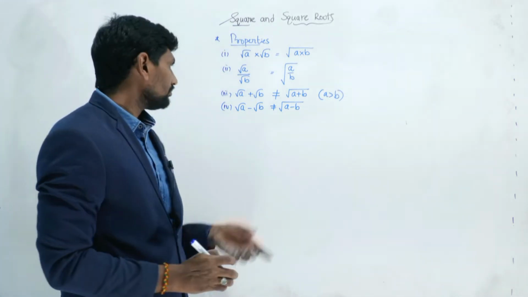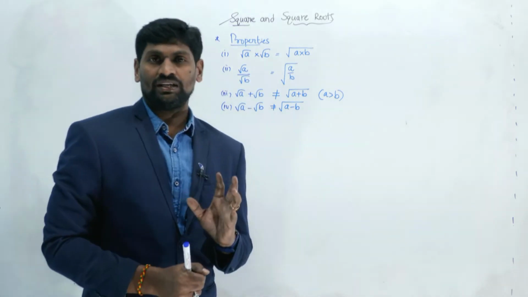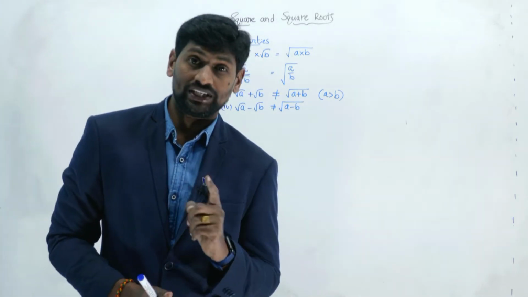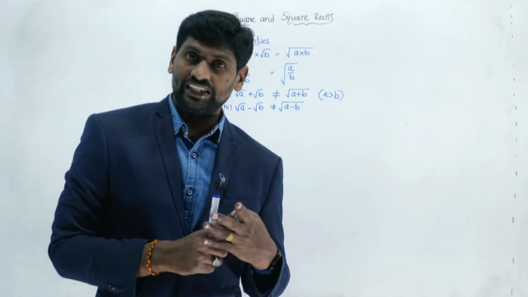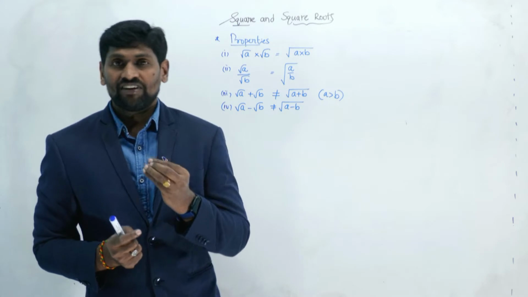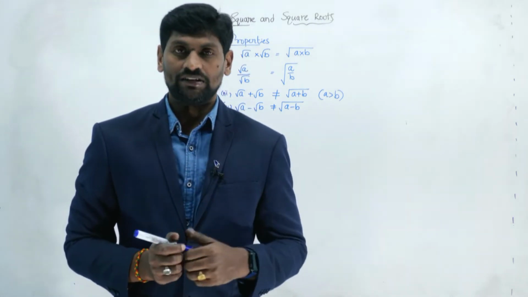So these are mainly the properties of a square number. We also discussed that a square number never ends with the digits 2, 3, 7, 8.